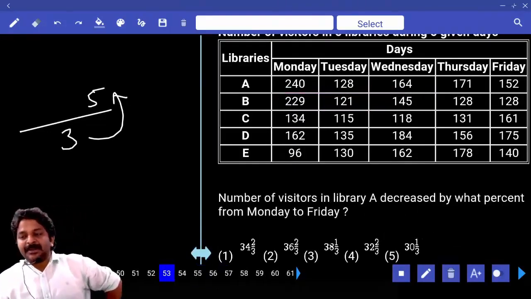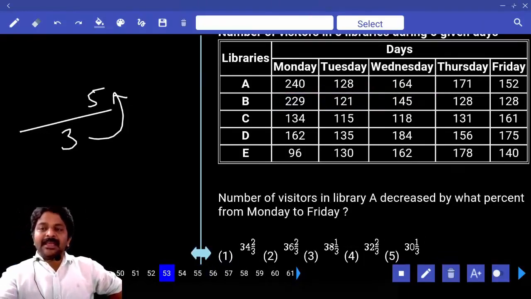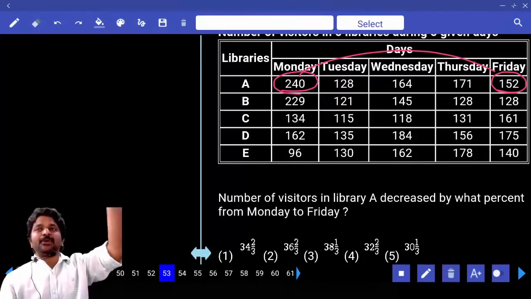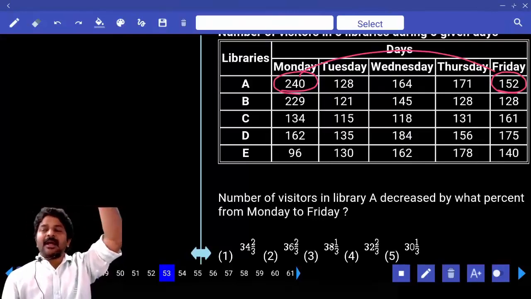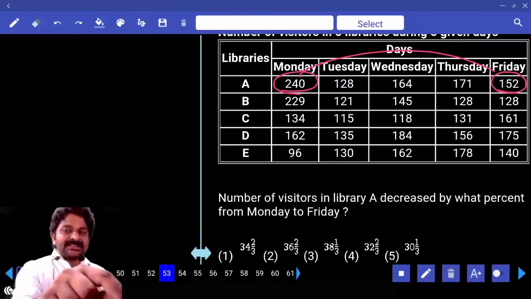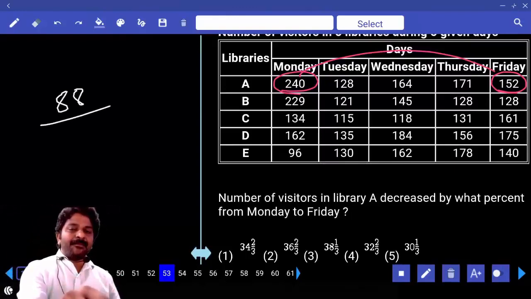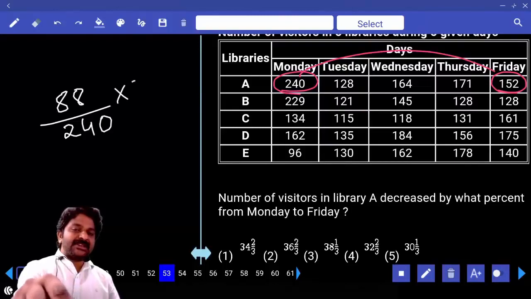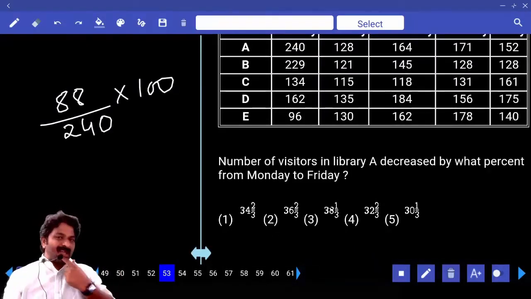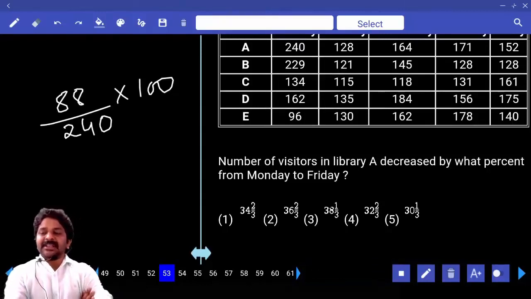Number of visitors in library A decreased by what percent from Monday to Friday? A on Monday, Friday, decreased. 240 is how much more than 200? And 152 is how much less than 200? 40, 48 in the sense 88 from 240, percentage into 100. Clear? Yes. So options are between 30 and 40 only.